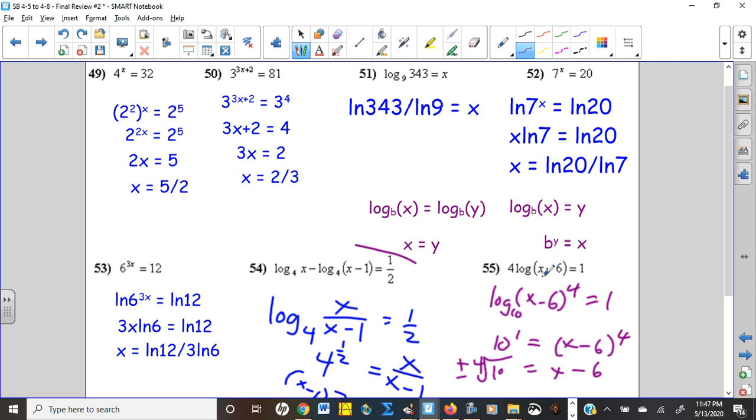It might still be positive. Fourth root of 10. I'll have to check that one out, as far as whether the negative fourth root of 10 plus 6 was still a positive value, but that's basically in essence what you're doing.